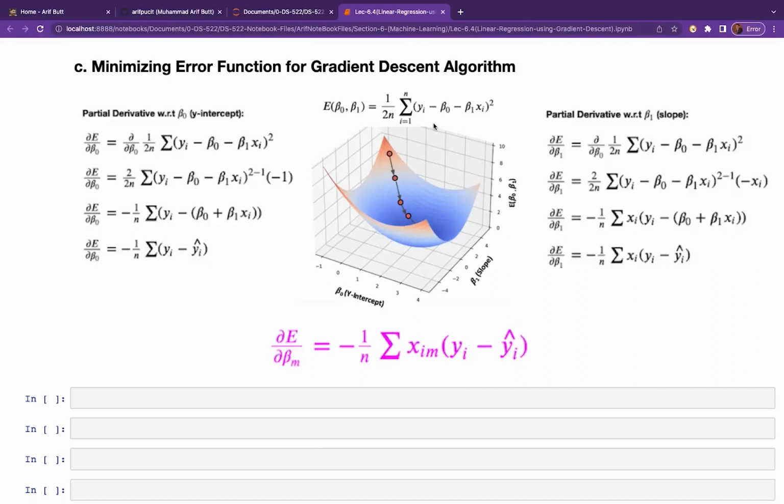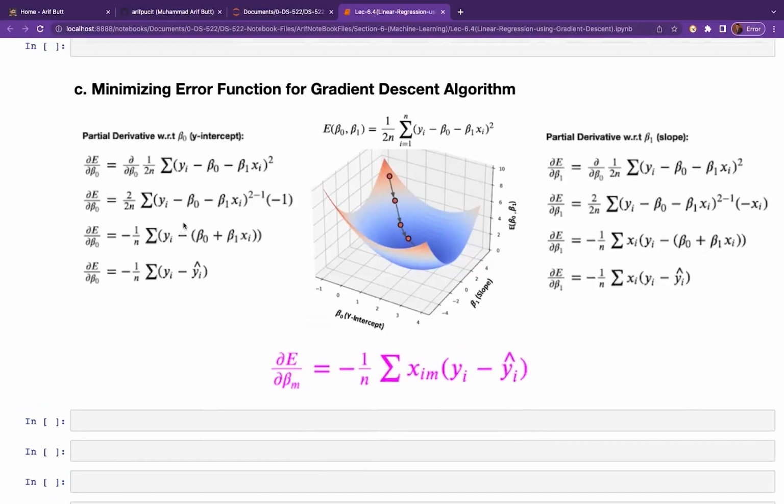My dear students, since this is a function with two variables, we need to find the partial derivatives. Okay, so let us first see how we can calculate the partial derivative of this function with respect to beta naught, which will tell us with a little change in beta naught how much error function will change. This is shown on the left of the graph. I think this derivation is a piece of cake, and finally we arrive at this simplified equation.